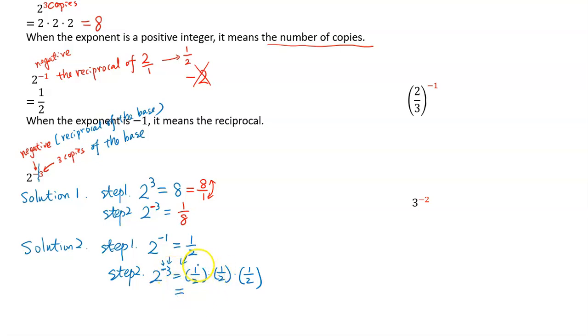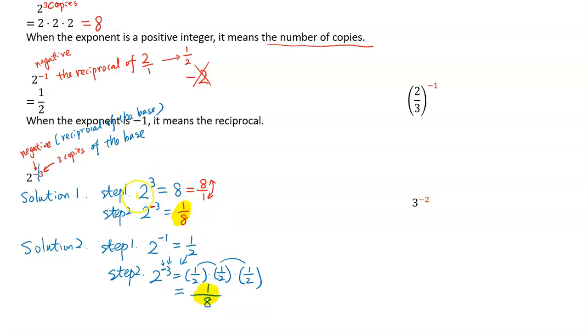And now we can multiply straight across, top times top times top, 1 times 1 times 1, that's 1. The bottom will be 2 times 2 times 2, that gives us 8. As you can see, in both of these solutions, we end up with the same answer, 1/8.